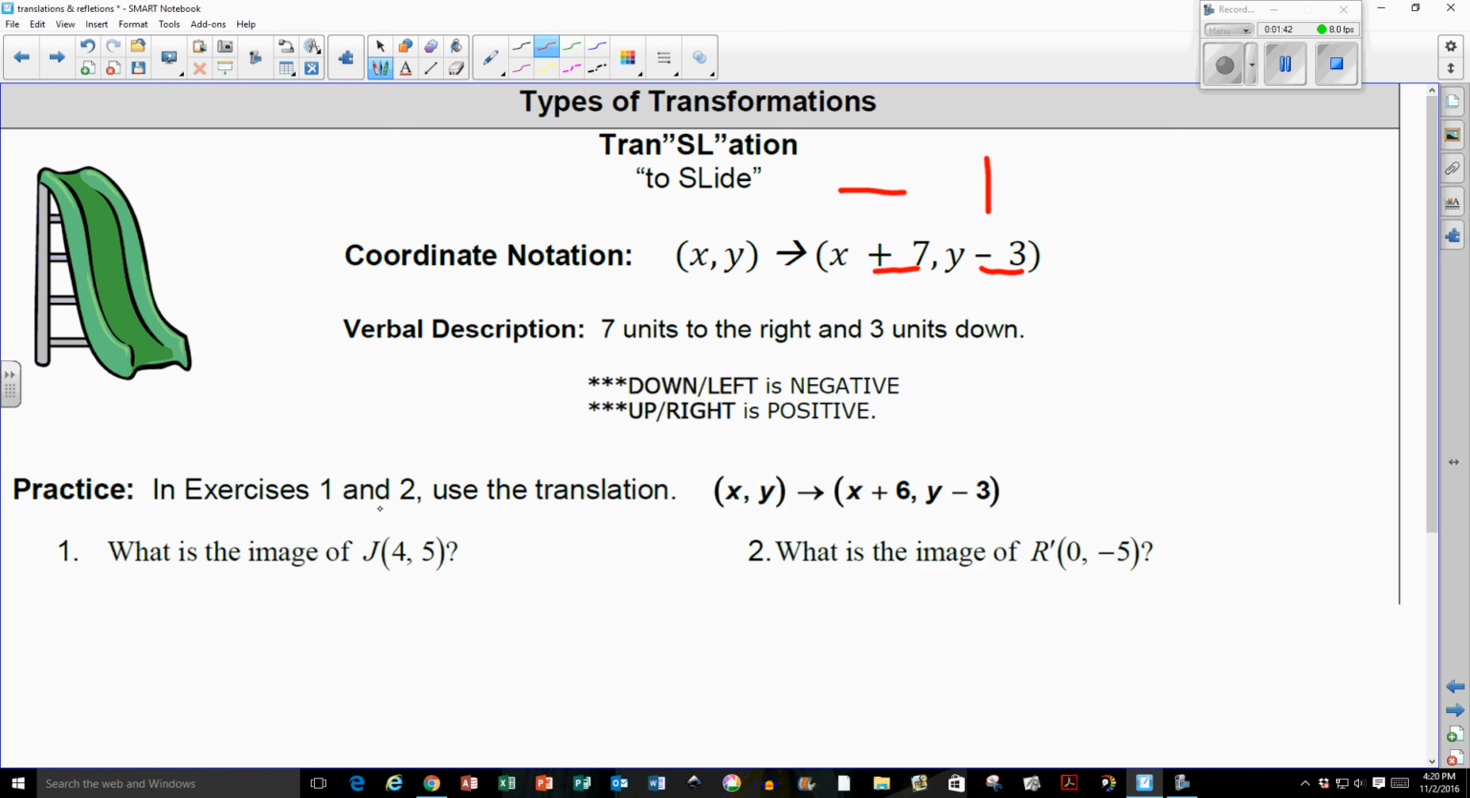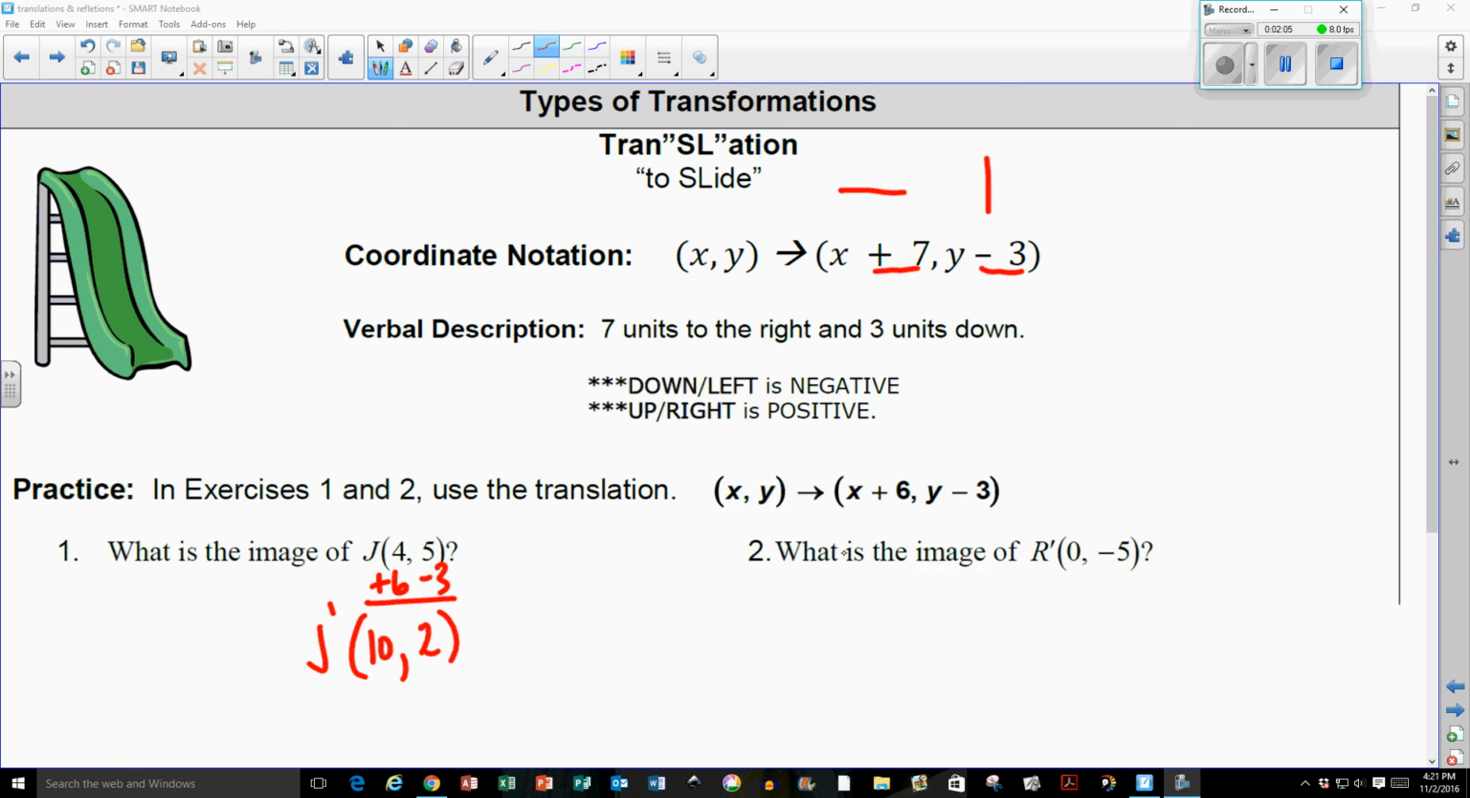So in these two exercises, we're going to do the same translation. So we're going to add 6 to the x's. So if I add 6 here, I get that 4 plus 6 is 10, and it says to subtract 3 from the y, so I'm going to subtract 3. So 5 minus 3 is 2. So J was my pre-image. J prime is the image.